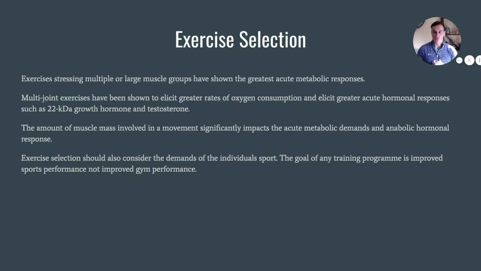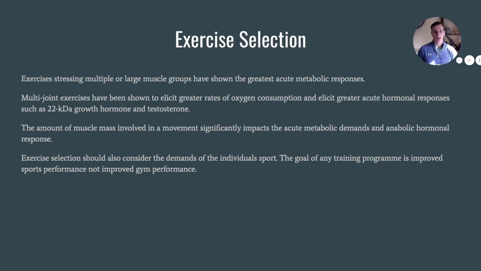Obviously, like I mentioned there briefly, exercises using multiple or especially large muscle groups have been shown to have the greatest metabolic response. Okay, so multi-joint exercises have been shown to elicit greater rates of oxygen consumption. All right, obviously, because we're using more muscle groups, more oxygen is required, but they also elicit greater hormonal responses, such as growth hormone and testosterone, okay, which is obviously what your body needs to produce for muscle mass to increase. And when we're talking about increasing that cross-sectional area, that's what we want, okay? Obviously, the amount of muscle mass involved impacts the metabolic demands and the anabolic hormonal response.